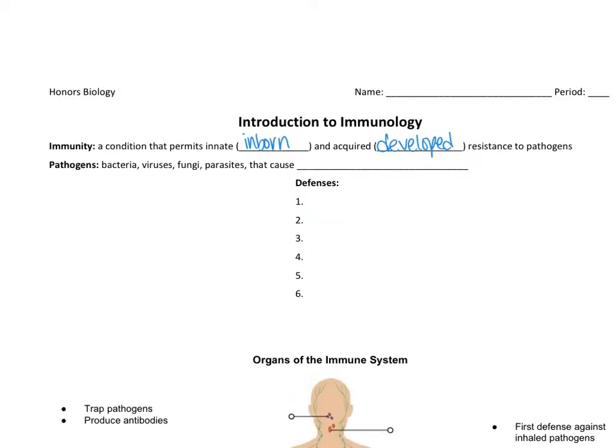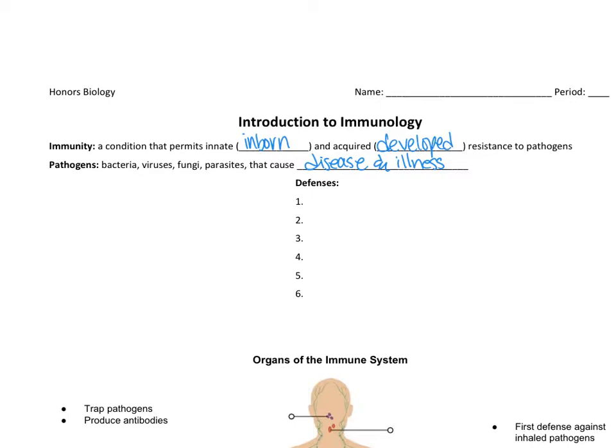Let's start with a definition of immunity. Immunity is a condition that permits innate, which means inborn, and acquired, meaning developed, resistance to pathogens. So again, immunity is a condition that permits innate or inborn and acquired or developed resistance to pathogens.